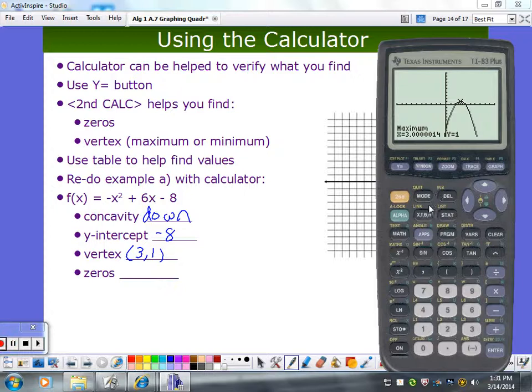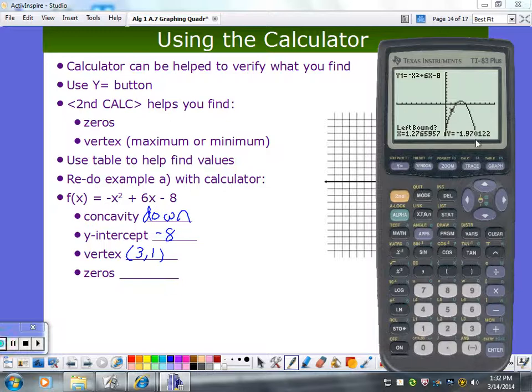All right, now we need to find zeros, and I'm going to use the calculator again to help me. I press second trace to get the calc. I'm finding zeros, so what do I want? Number 2, this guy right here. Find the zeros. You can only find 1 zero at a time. Let's say I'm working on this one. Left bound means go to the left of it.